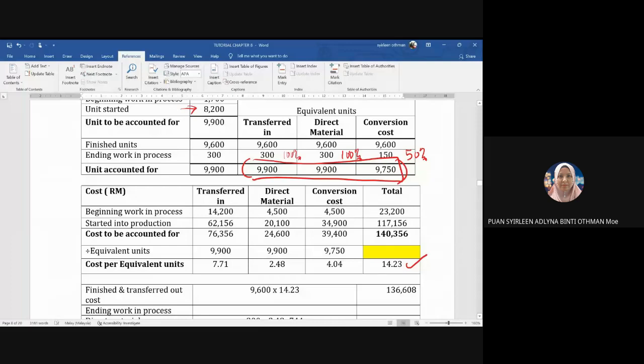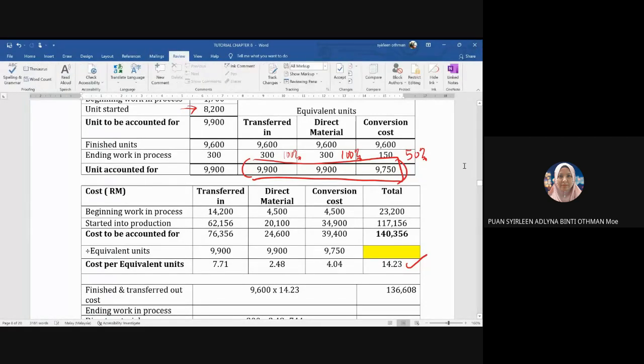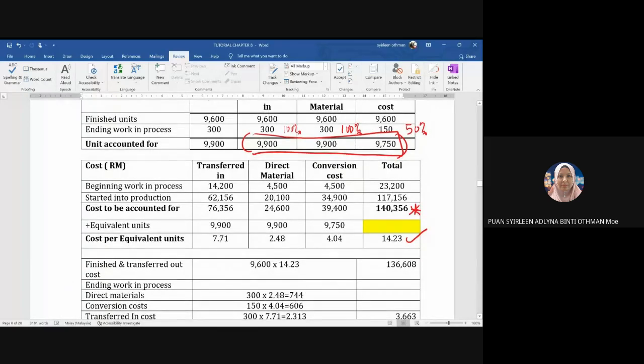Okay. So when we calculate the cost, kita akan dapat RM14.23. Okay. Alright. So yang ni pun ada titik perpuluhan banyak panjang dekat belakang. So yang ni pun saya round offkan numbers tu ya. Okay. So untuk cost to be accounted for, you dapat 140,356. Okay. Alright, finish and transferred out. It's 9,600.